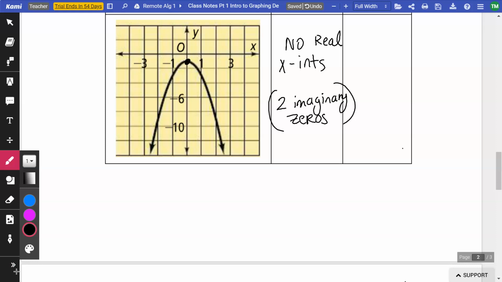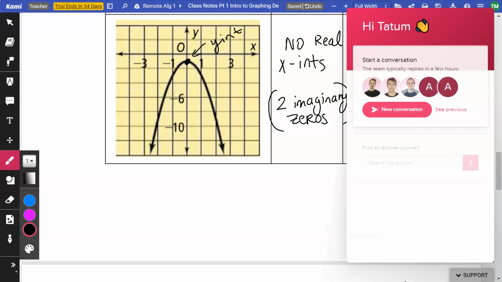Then we have a y-intercept. And that y-intercept then is at (0, -1).